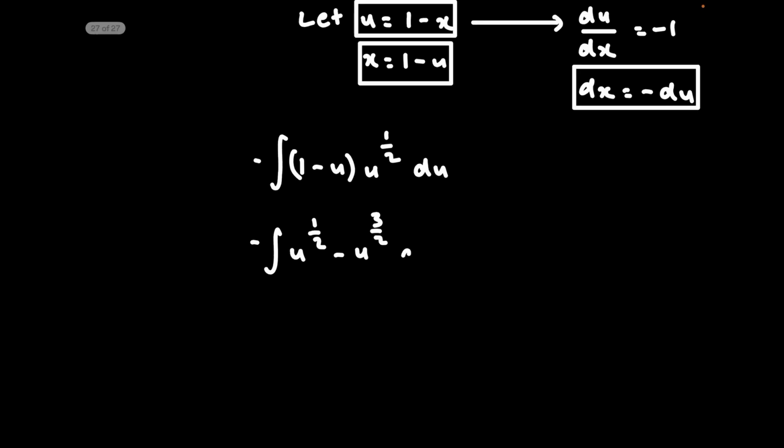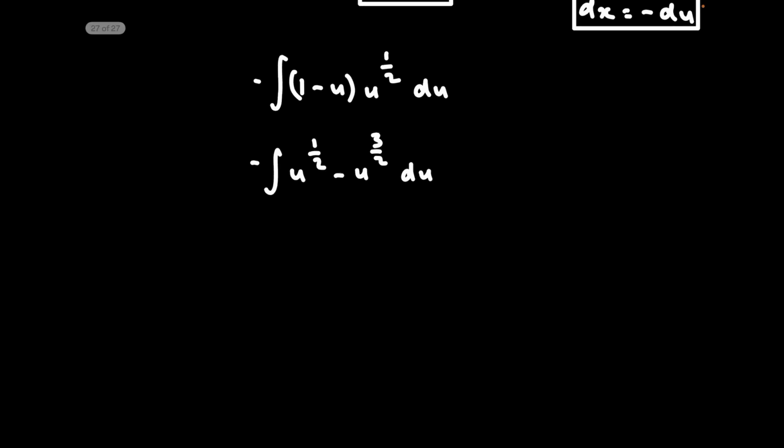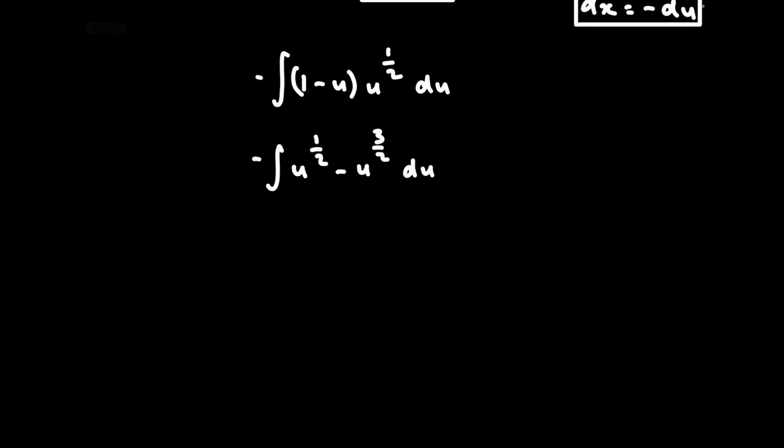And with respect to u, and this is very simple integration. All that happens now is you add 1 to the power, divide by the new power. So minus, we don't need the integral anymore, minus u to the power of 3 over 2, you add 1 to the power, divide by 3 over 2, plus, and the reason I'm doing plus is because this negative times the negative becomes positive, so plus u to the power of 5 over 2 divided by 5 over 2 plus c.